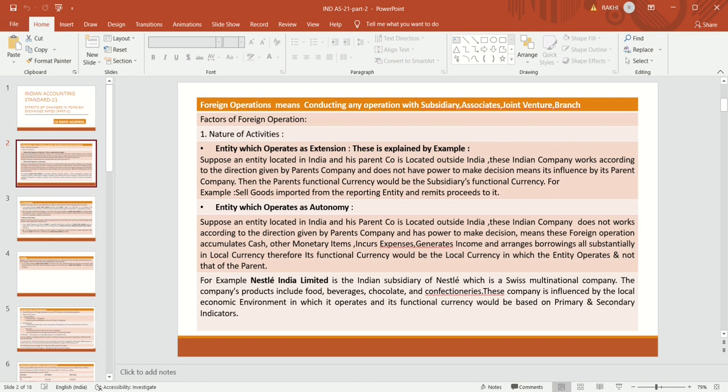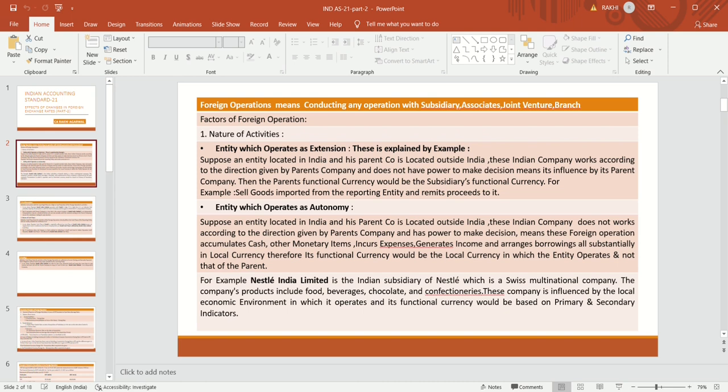The Indian company does not have the power to make decisions. It is influenced by the parent company. All the sales and all the cost regulations are monitored by the parent company. The Indian company does not have any power to monitor that. So it's just an extension of the parent company. It does not take any decision of its own. It works according to the direction of the parent company. Then whatever the parent's functional currency would be, that would be the subsidiary's functional currency.